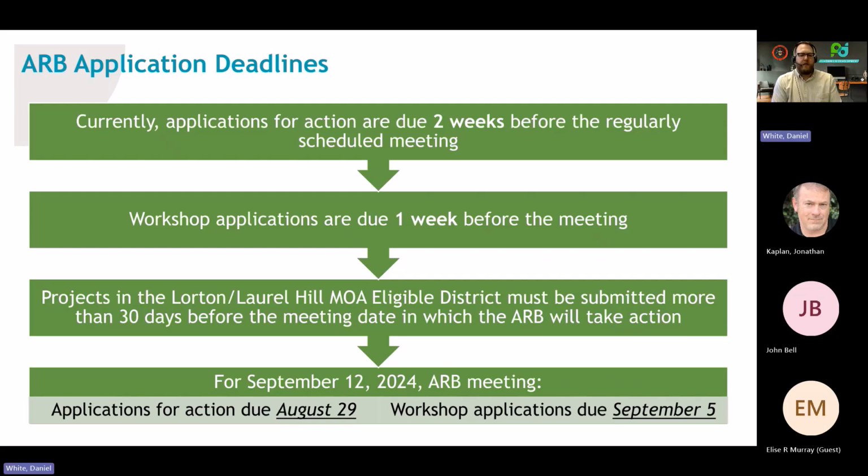The ARB regularly meets on the second Thursday of the month. The ARB holds the following Monday in the event a special meeting must be held to accommodate the caseload for any given month. For example, applications for action at the September 12th meeting will be due by August 29th. Workshop applications will be due by September 5th.